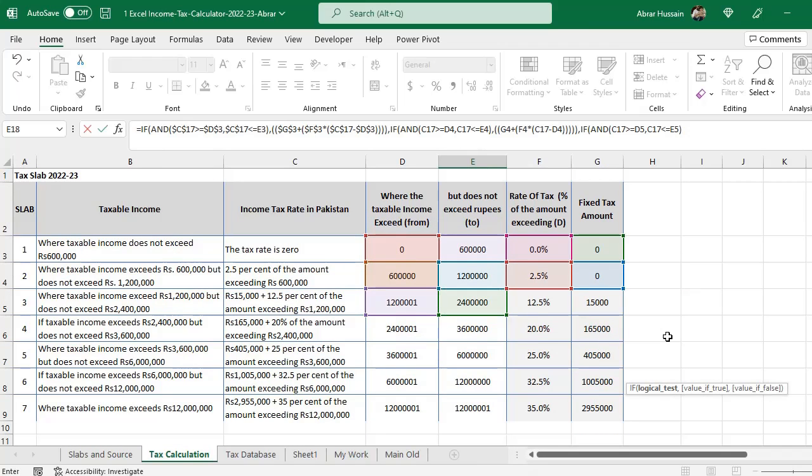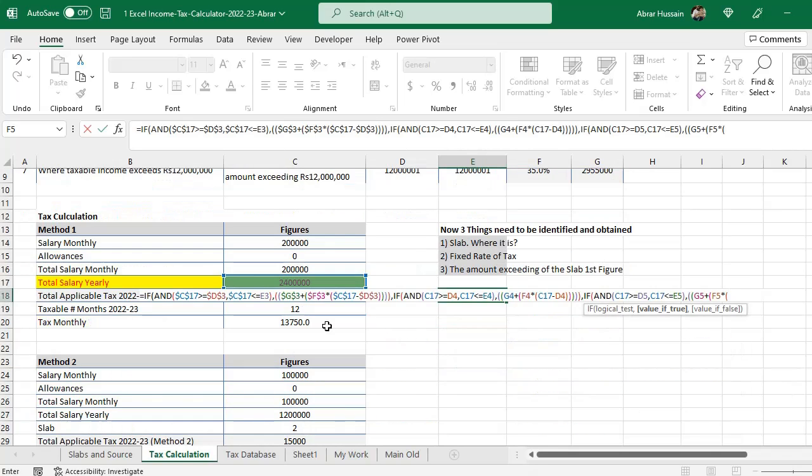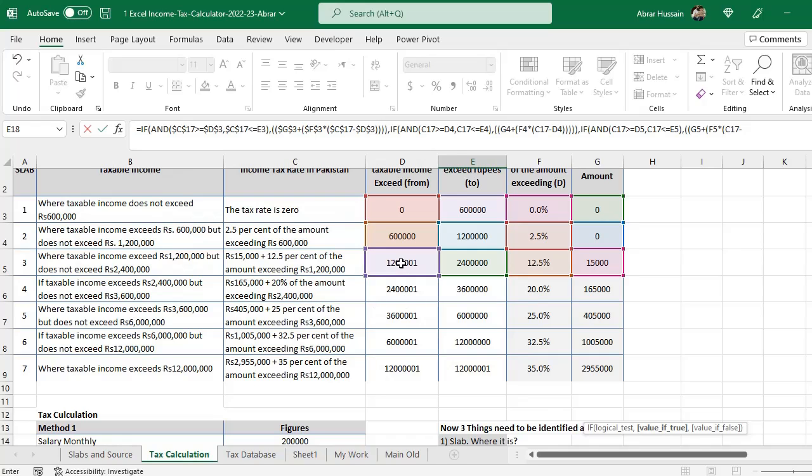What you should do? You should close the bracket, comma. You should add this one. Start two brackets because we are going to use two formulas. One is this plus this multiplied by the amount exceeding this. So two formulas. So here we will say this one. This is the fixed amount plus a bracket, 12.5% multiplied by the amount exceeding this one. So this minus this is the starting amount, this one for the third slab, this one.